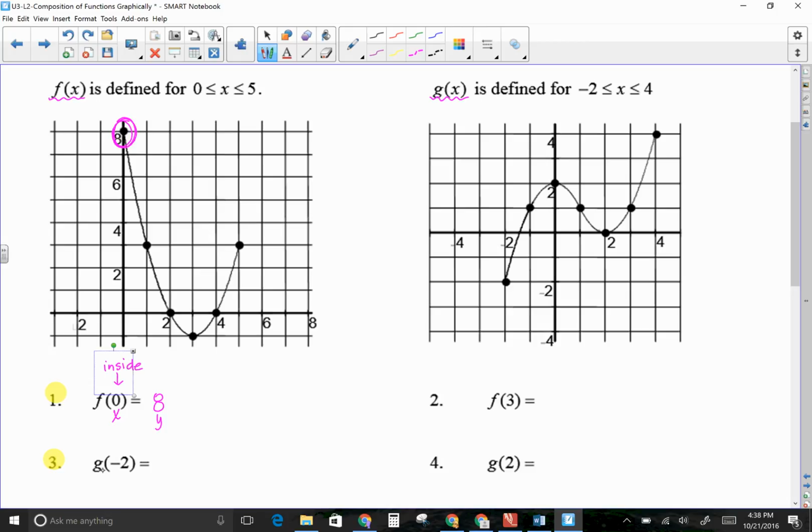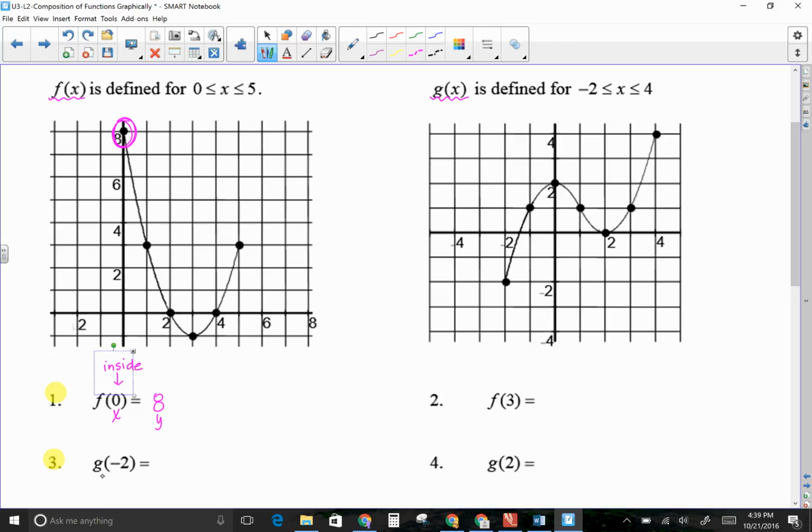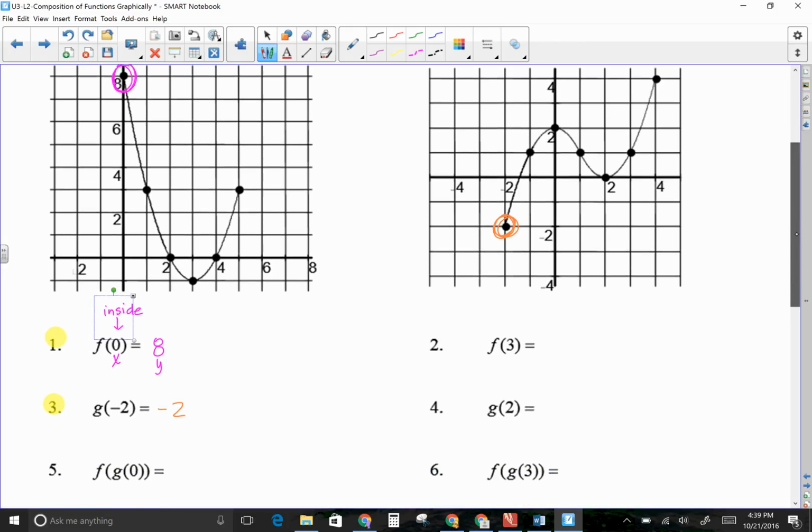The next one I did was g of -2. Go to my g graph. This is my g function over here, and I'm looking for -2 on the x-axis. I find -2 on the x-axis, then go up or down to find my function, and it's right here, and that value is -2. So g of -2 is -2.